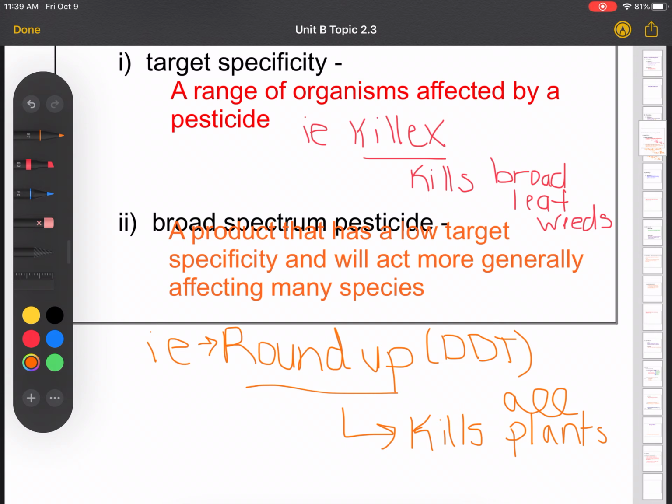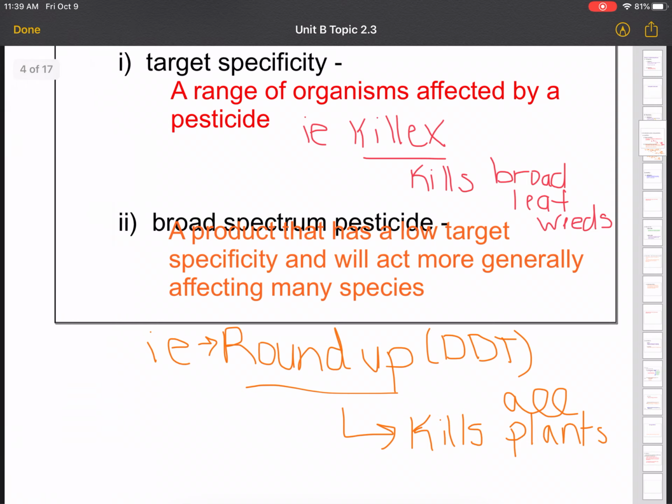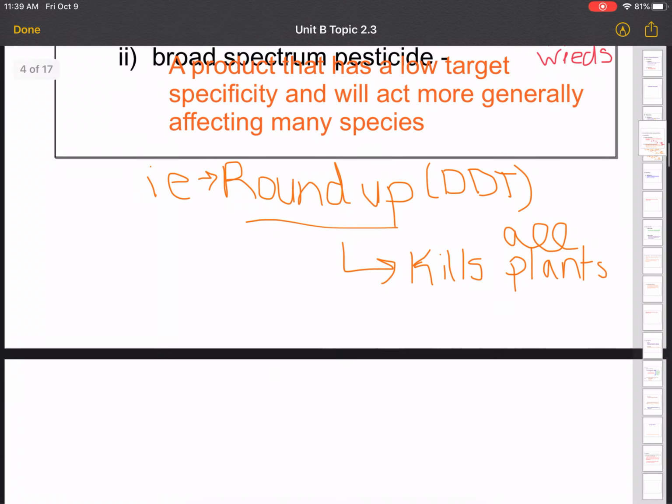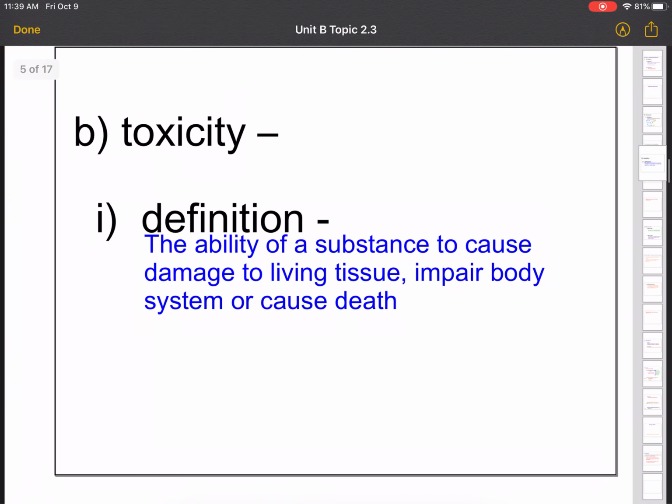So a broad spectrum pesticide, this is one you would use when there's no grass around. So maybe like on your sidewalk or something where weeds are growing through. Okay, so target, it has a specific target. Broad spectrum kills mostly everything that it comes in contact with.